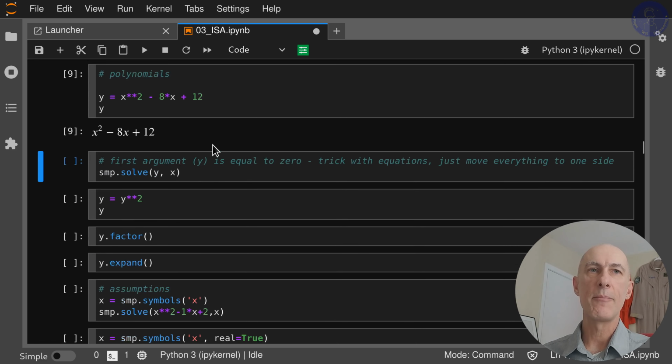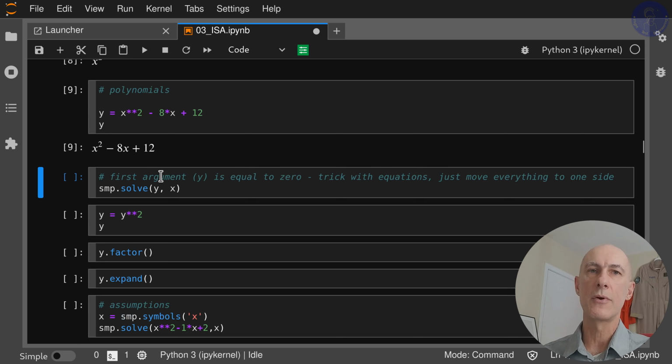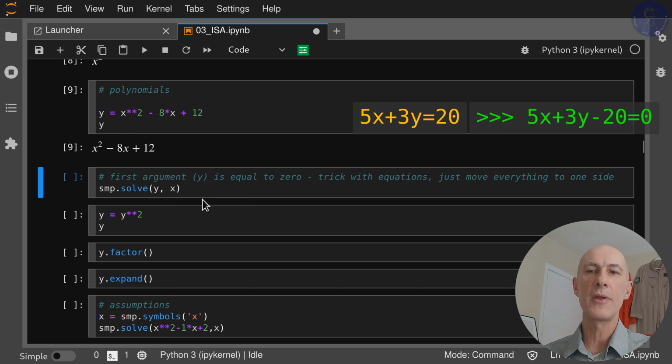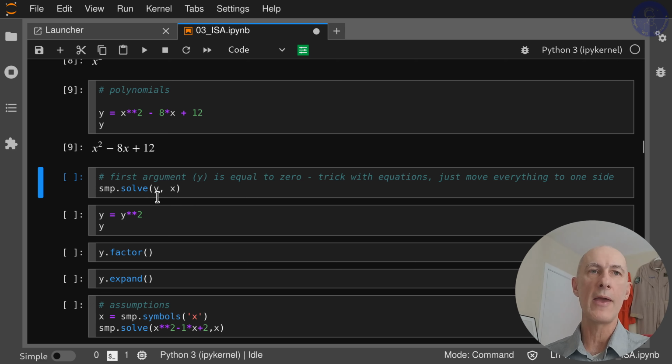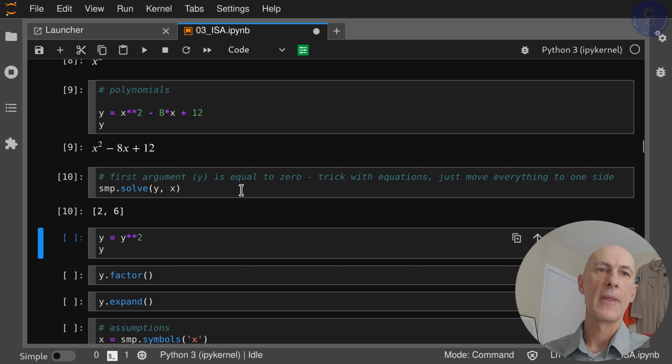We can define polynomials, x squared minus 8x plus 12. Okay, and that makes it really simple now to get solutions. Notice that solve here takes the first argument as your expression equals to 0. And if you have an equation that has something equals something else, you can always transform it to something minus something else equals to 0. So here we have y equals to 0, and we're trying to solve for x. And of course, it's going to give you the two solutions that solve this equation to 0.